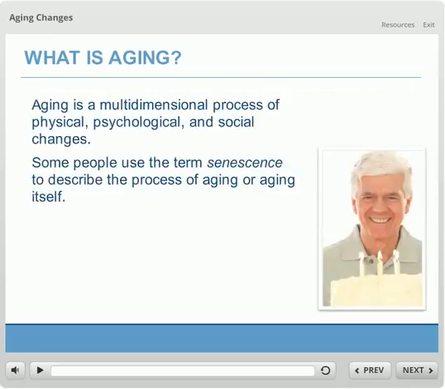Aging is a multidimensional process of physical, psychological, and social changes. Some people use the term senescence to describe the process of aging or aging itself.